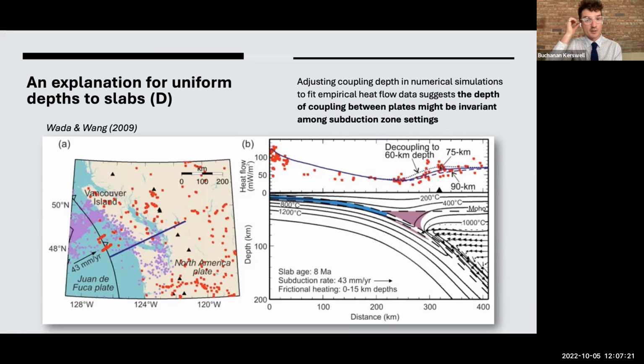And what they found, surprisingly, was that for all of these different subduction zones with varying thermal parameters, a coupling depth at around 75 kilometers seemed to fit the empirical data quite well, irrespective of the segment. So the notion is that the depth of coupling between plates might be invariant among subduction zones or narrowly distributed. And therefore the D value, which must be associated in some way, shape, or form with the coupling depth, must also be invariant.